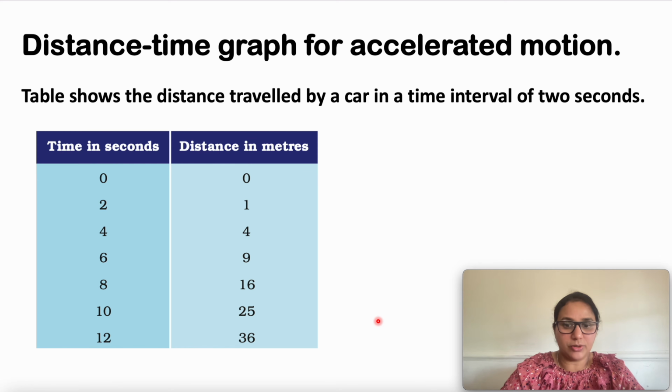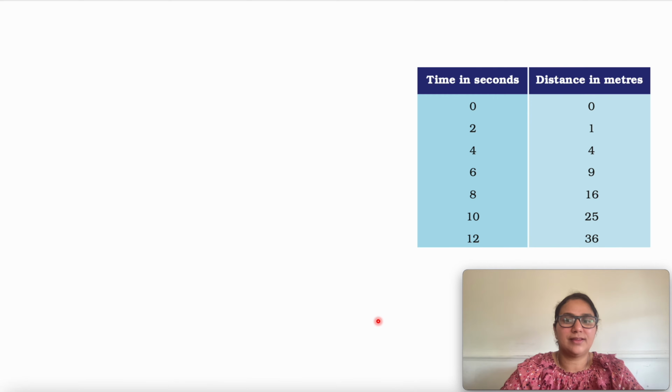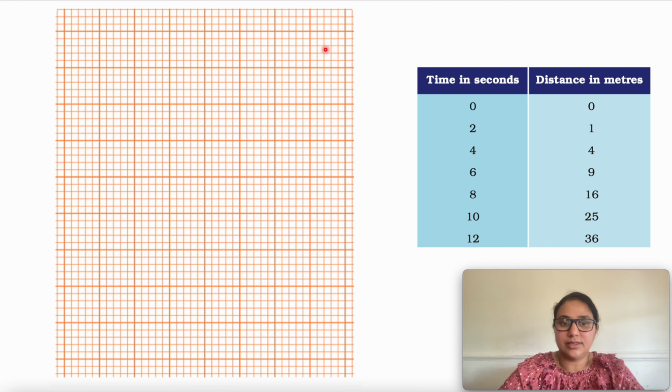So let us start plotting the graph. For plotting a graph, first we need to have the graph sheet, and since we have the values given here, we have to choose the x-axis values and the y-axis. This is the x-axis and this is the y-axis.